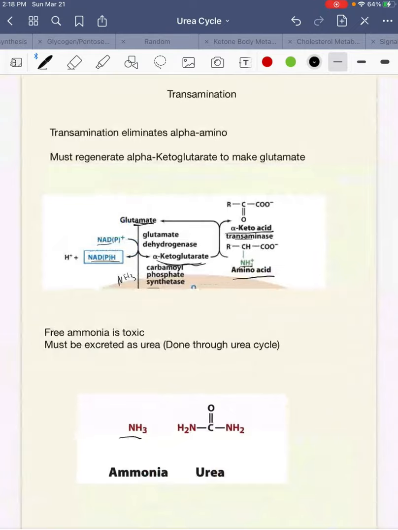So the nitrogen cannot stay in ammonia form, otherwise it could cause a lot of problems in the cell. So we convert it into urea, which is easier to excrete, and it's not toxic. You'll see that urea also has two nitrogen groups. We'll talk about where the other nitrogen comes from.